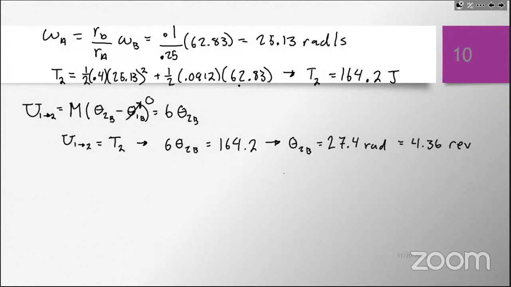Because now we're going to do part B. Part B is to find that contact force. Remember, I was talking about it earlier when we talked about gear ratio. What is the contact force? That tangential force.